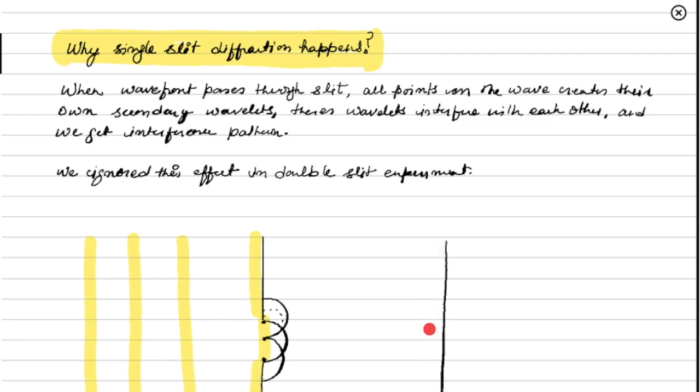Will it look similar? We will see the real picture, but first let's cover the reason and read some theory. When a wavefront passes through a single slit like this, all points on the wavefront create their own secondary wavelets. I've shown three here. These wavelets interfere with each other and we get an interference pattern. Remember that we ignored this effect in the double slit experiment. We only drew from a single slit one wavefront, one point creating the secondary wavelet. But now in single slit, we will factor that in.